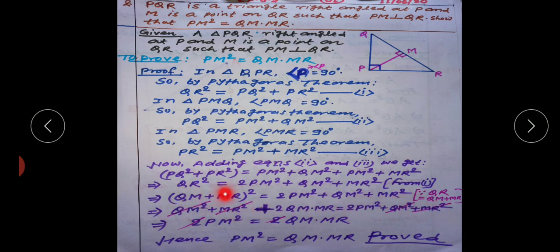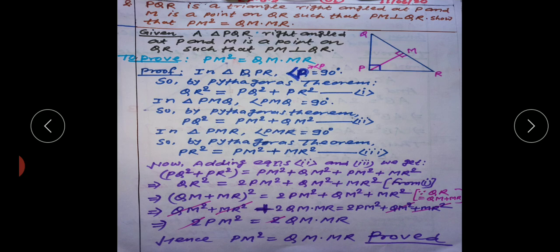Then this QM square and that QM square will be cancelled, because these are on either side of the equality and have the same sign, and MR square will be cancelled with MR square. Then we are left with 2PM square is equal to 2QM into MR, and then 2 will be cancelled with 2. Then PM square will be left on the LHS and QM into MR will be left on the RHS, and that is what we have to prove. Hence PM square is equal to QM into MR, proved.